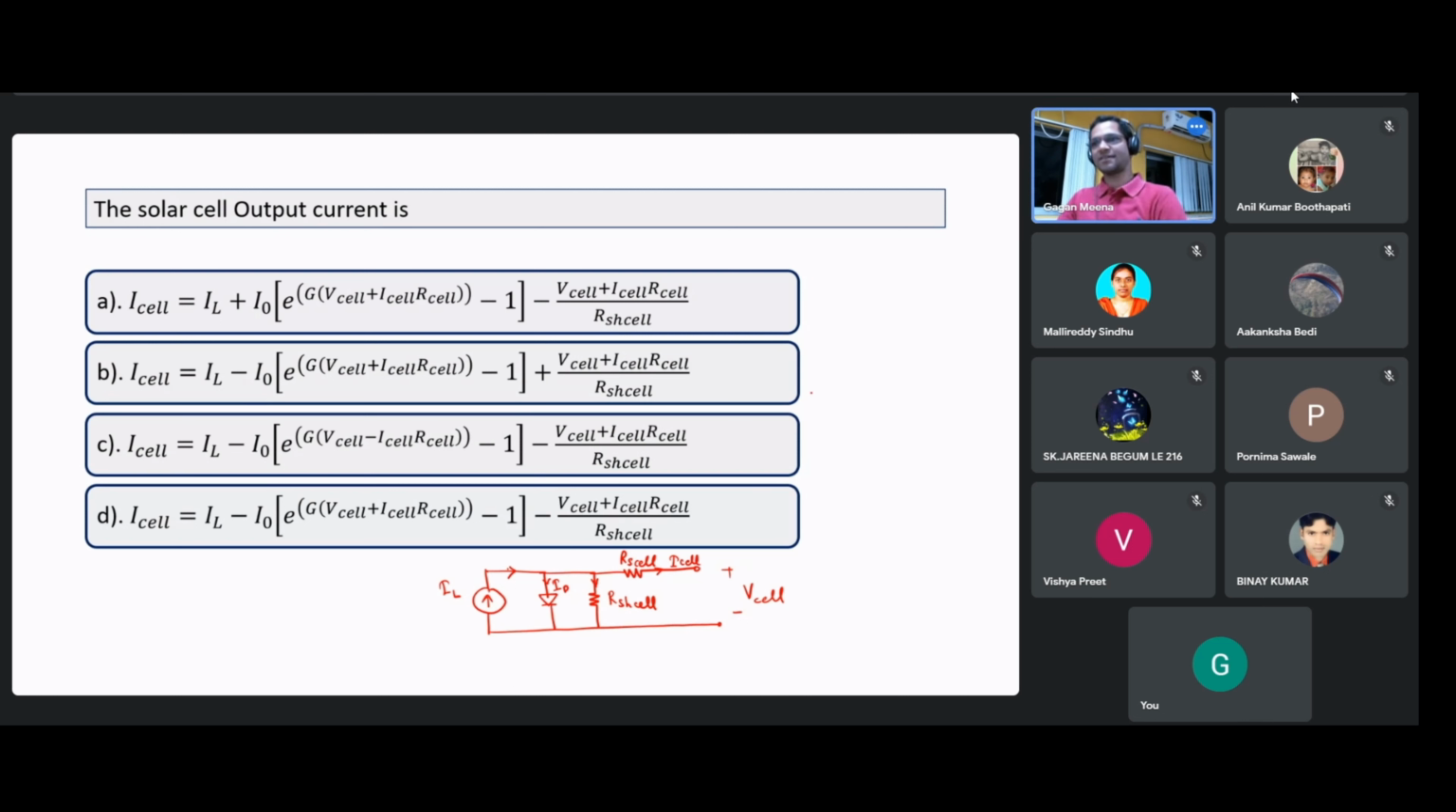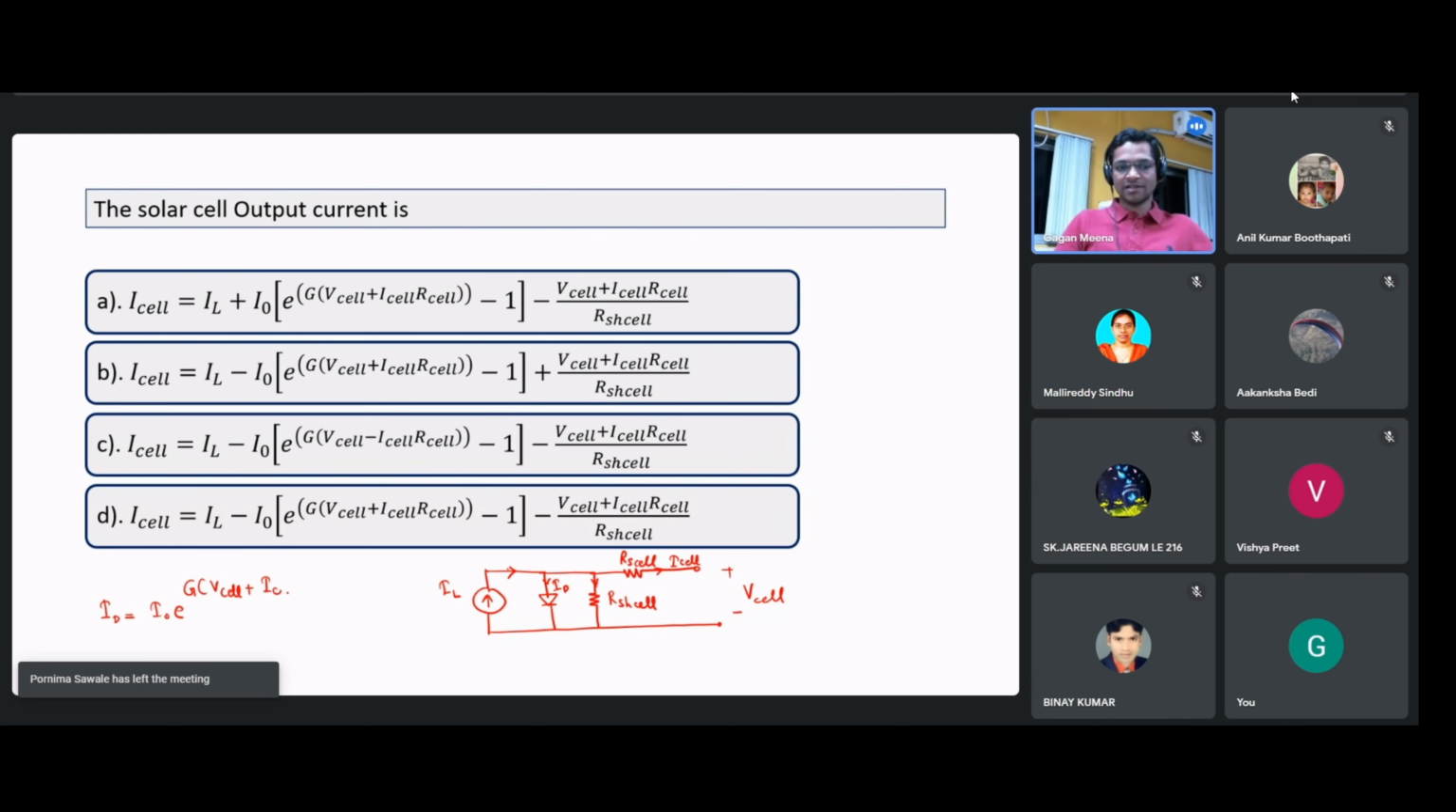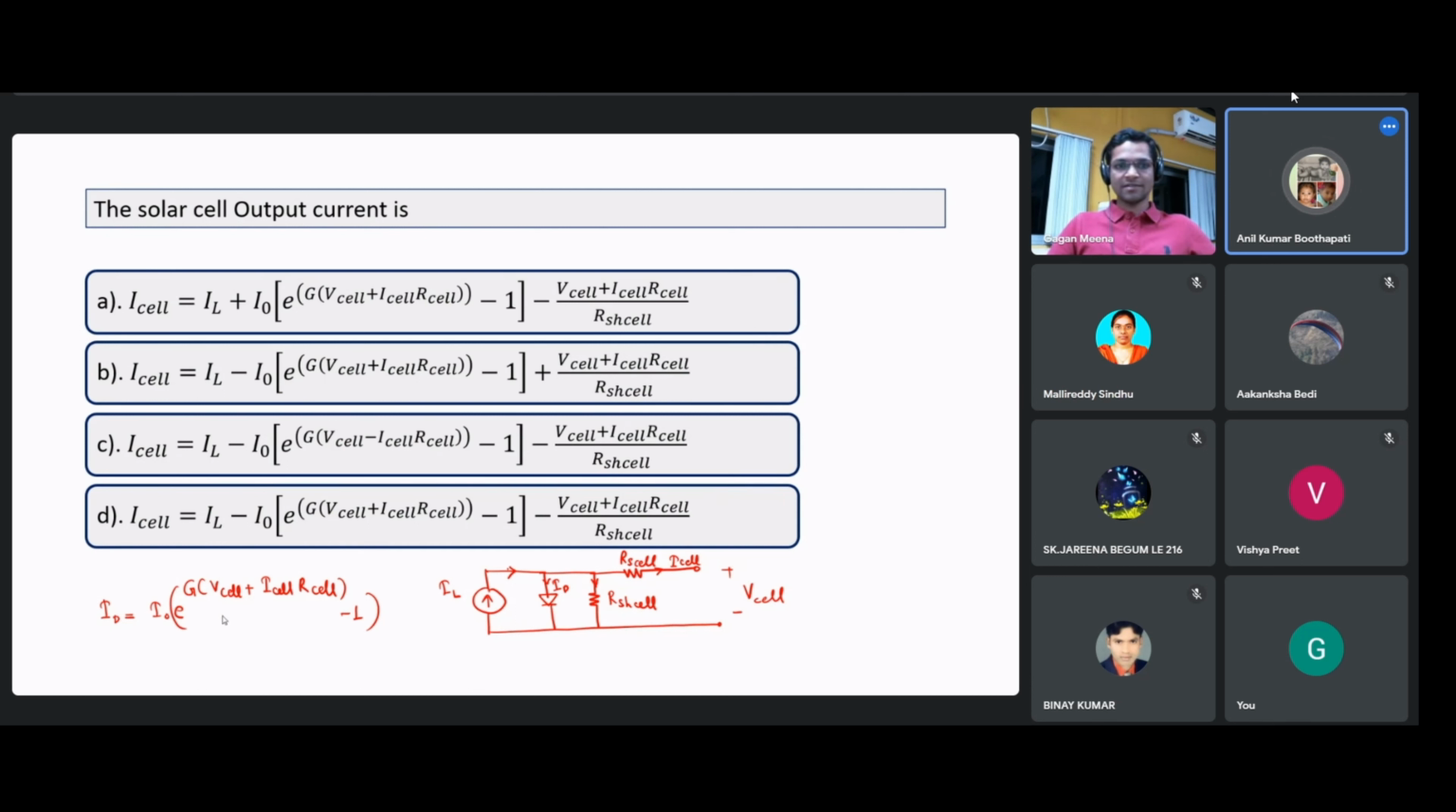Which of these options is correct? You have to apply simple KVL, nodal balance equation. Here, ID is I naught times e raised to the power of (V cell plus I cell R s cell) over the thermal term, minus 1. This is ID. Answer A, sir. Answer A. Anyone else? How did you reach answer A?